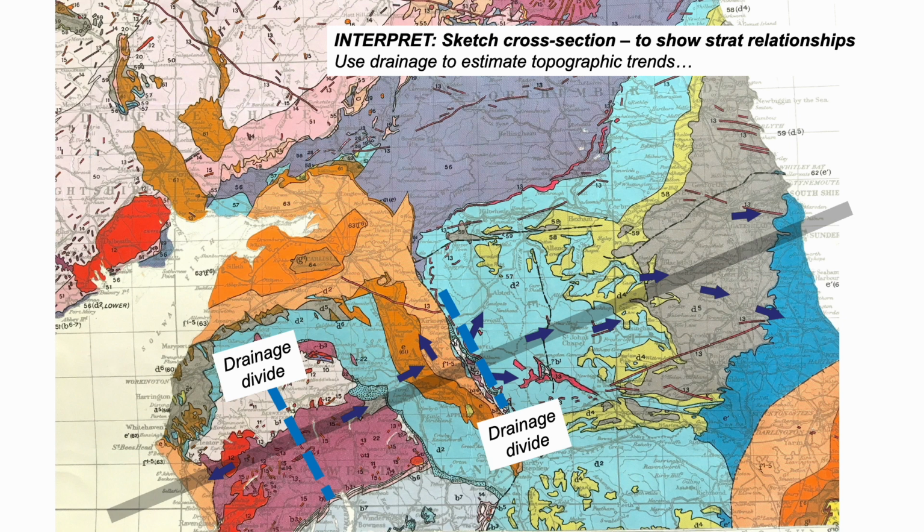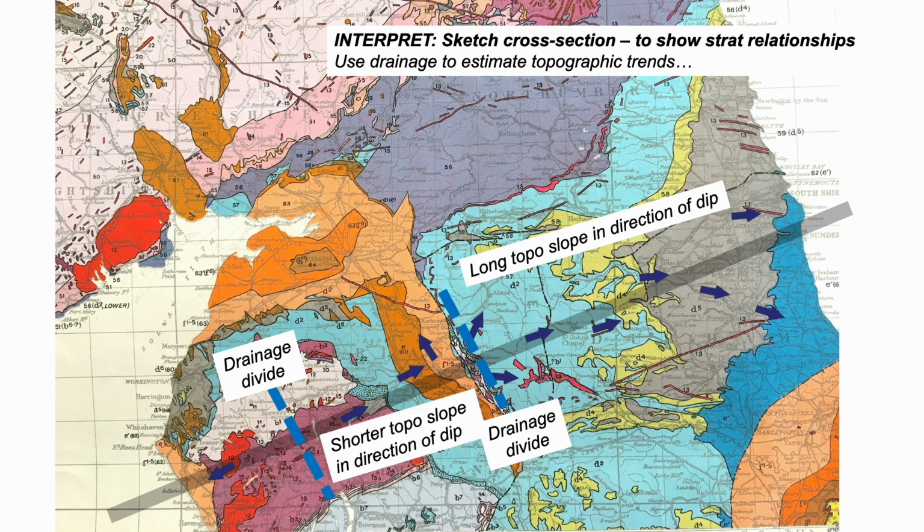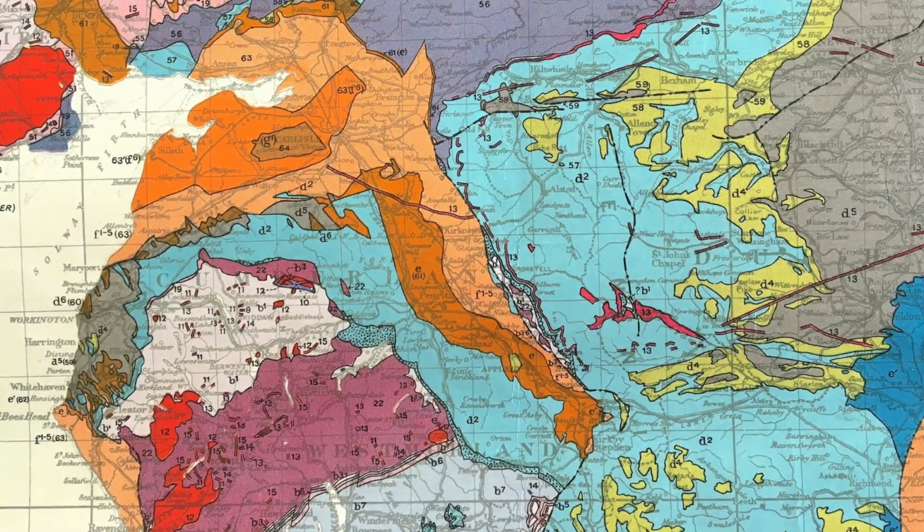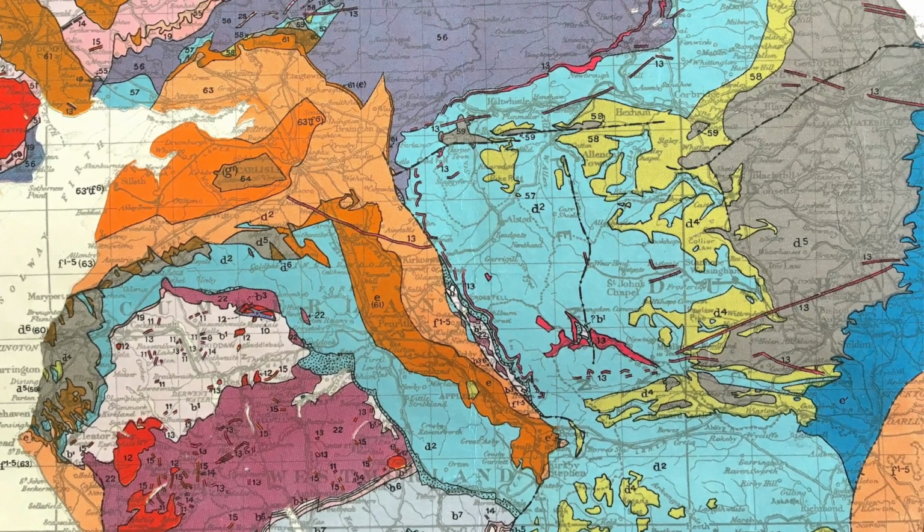Towards the right of the right-hand drainage divide, there's a long area where the drainage is all going off towards the sea on the right. And that is a long topographic slope. And remember, it's in the direction of dip. There's another area on the map where the drainage is in the direction of dip, and that's here. And that runs into the area where the tan rocks are. And we'll use that information when we come to draw our cross section.